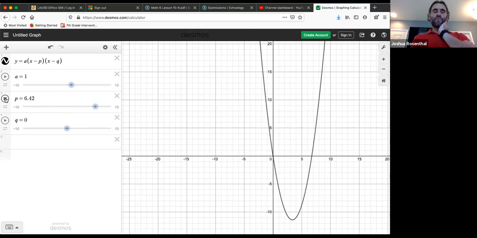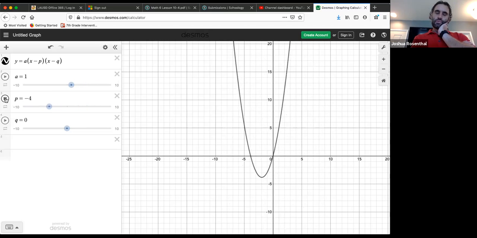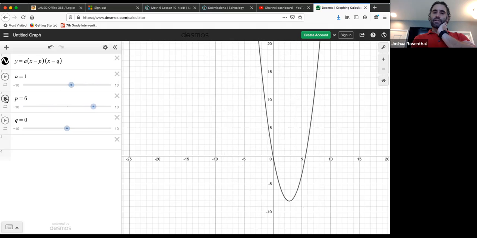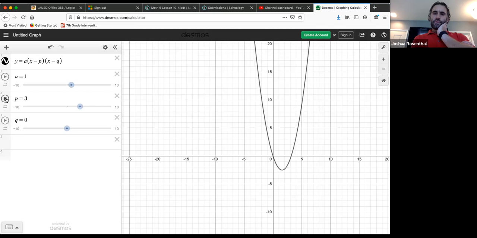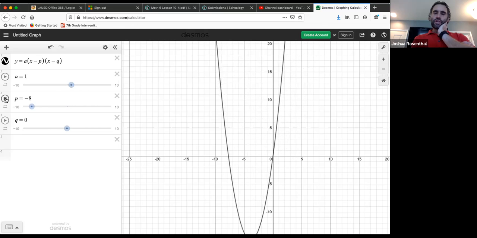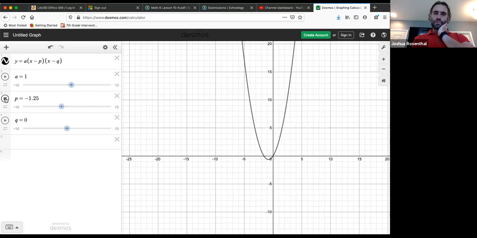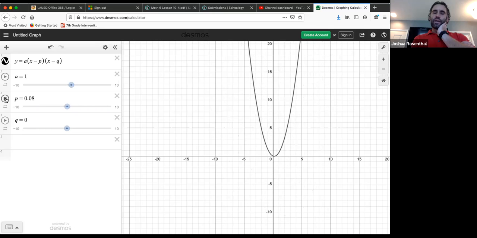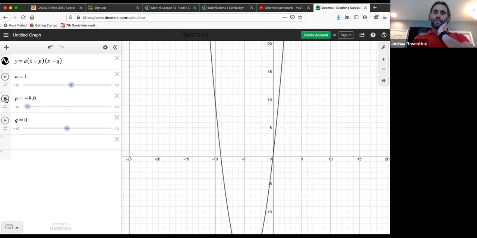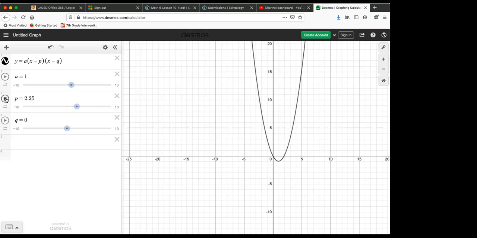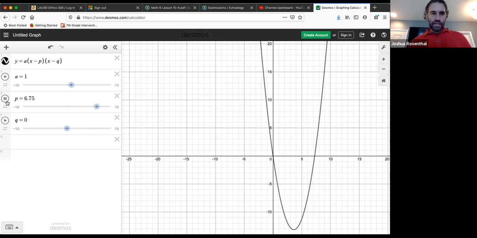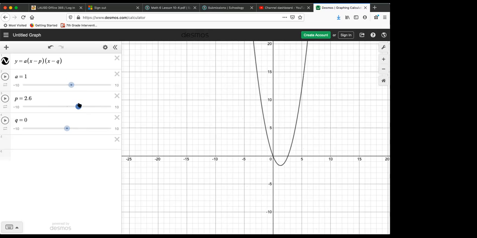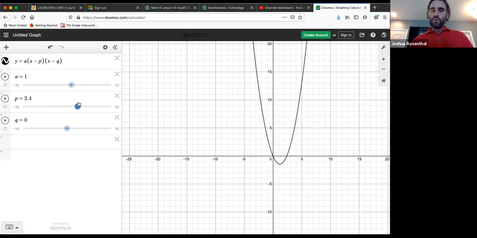P is the location of one of your roots. Now I want you to just look at the x-axis. Are the roots changing? Yes, but only on one side of the parabola. Let's freeze it. One of the roots is always 0. Look, as I'm moving it, the left root is 0 the whole time.